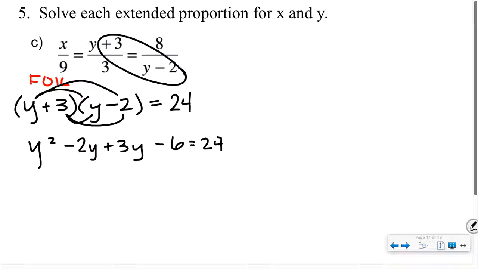So what we want to do is bring everything to one side and set my equation to 0. My y squared is going to stay on the left side because it doesn't cancel out. Combine your y's: negative 2y plus 3y is y. Then I'm going to bring 24 over so that my equation equals 0. Negative 6 minus 24 gives me negative 30.